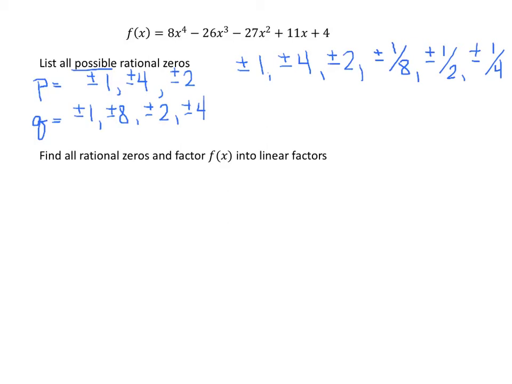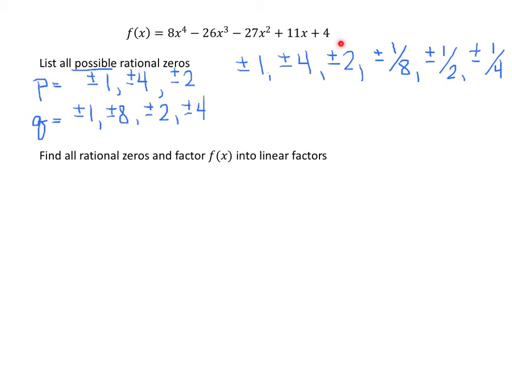Now we will look at all of these terms over 2. Plus or minus 1 over 2, plus or minus 4 over 2, plus or minus 2 over 2. We don't need to repeat these values. Now we'll look over 4: plus or minus 1 over 4, plus or minus 4 over 4, plus or minus 2 over 4. So these are all of the possible rational zeros for this function.